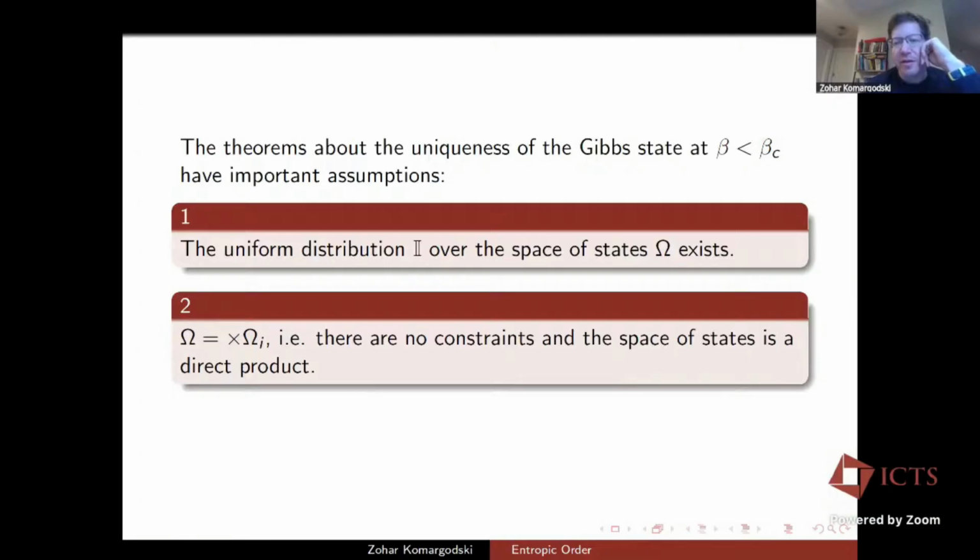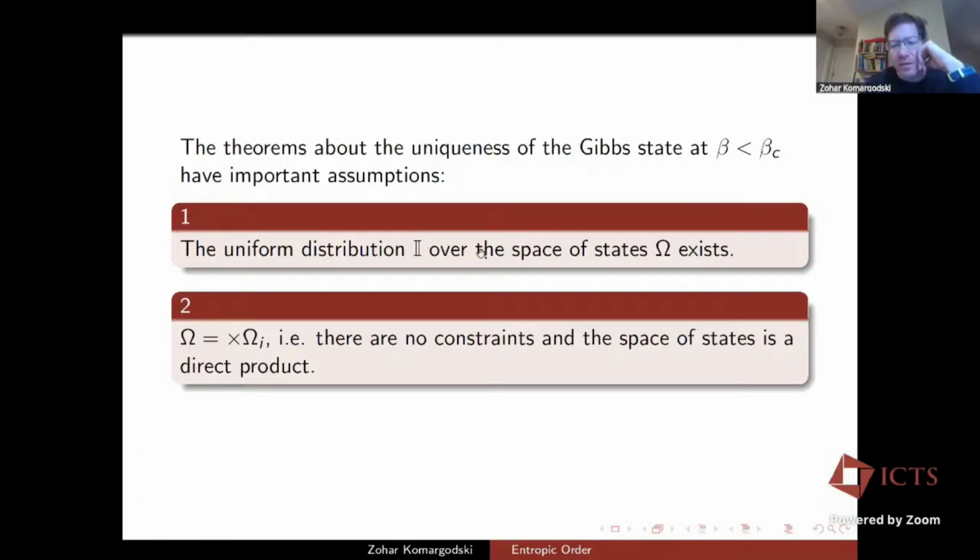In both cases, the quantum and the classical case, there is a crucial assumption, which is that the uniform distribution over the space of states exists. Another crucial assumption is that the space of states is a tensor product. So let me just make some obvious comments about these two assumptions. First of all, in quantum field theory, if you don't care about condensed matter or statistical mechanics and you just want to do quantum field theory, the space of states is certainly not a direct product and the uniform distribution doesn't exist.